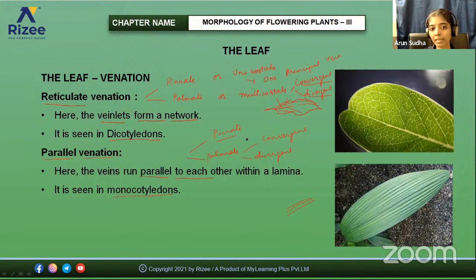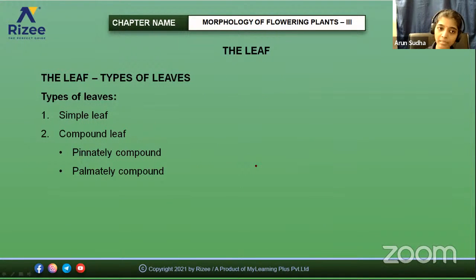So these are the different types of venation that are present in the leaves: reticulate venation and parallel venation. I hope you're clear with it, right? Then we'll see about the different types of leaves. So what are the different types of leaves that are present?